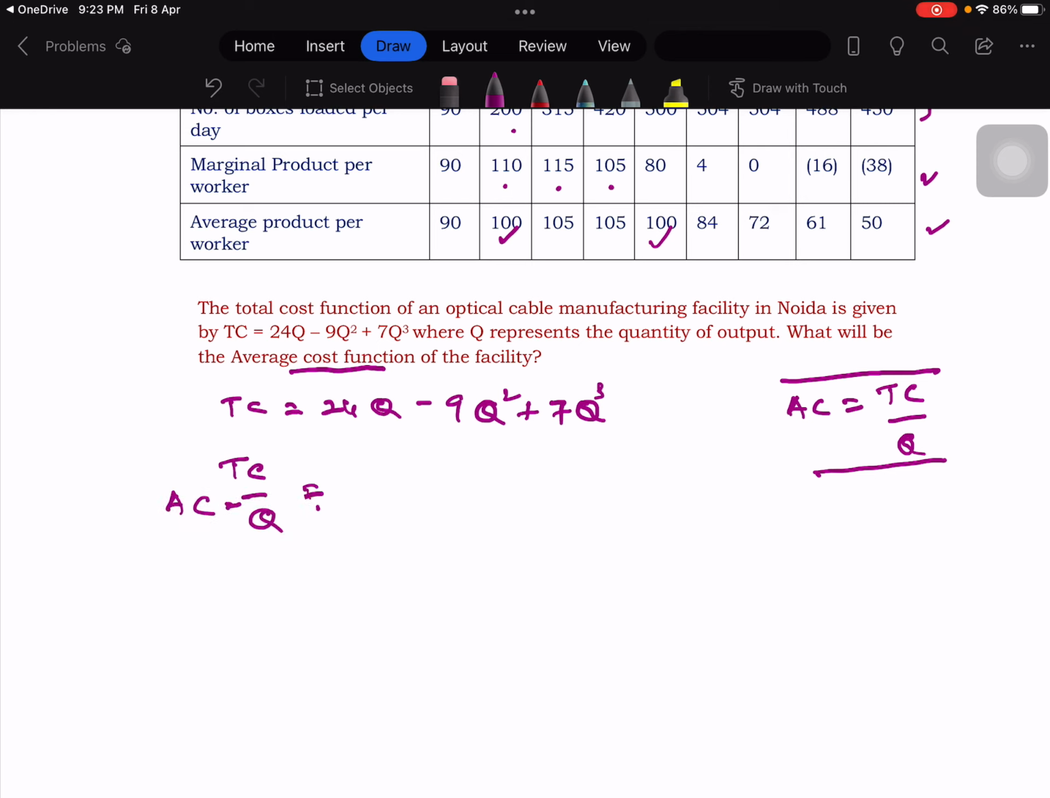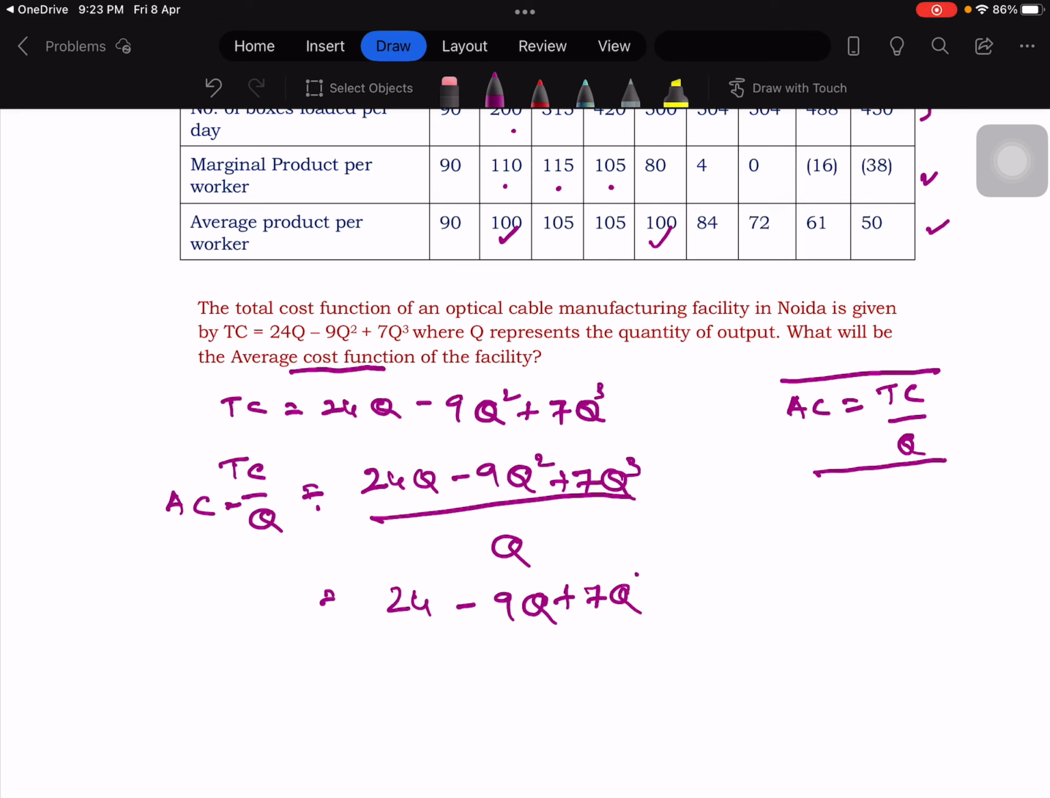So divide this equation by Q: 24Q minus 9Q square plus 7Q cube by Q. What will this lead to? 24 minus 9Q, Q square becomes Q, and Q cube becomes Q square, 7Q square. This is the average cost curve. This is what he has asked in the problem.